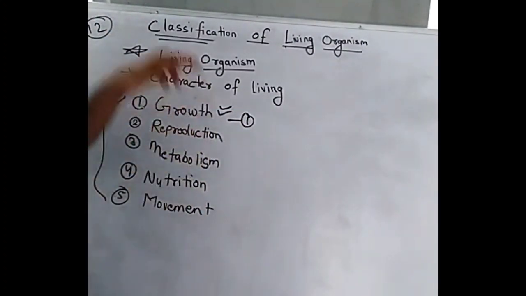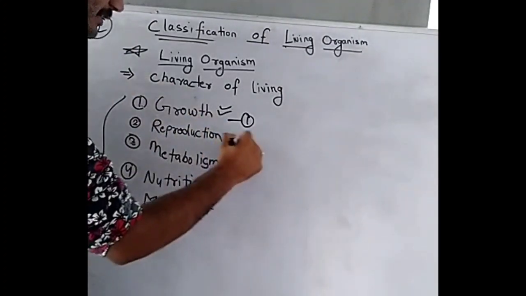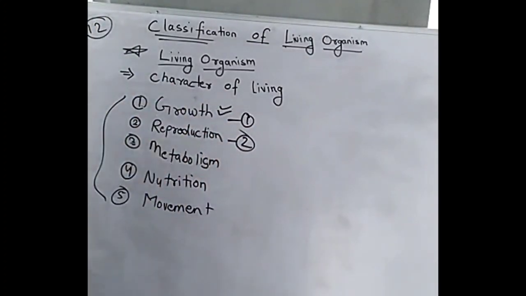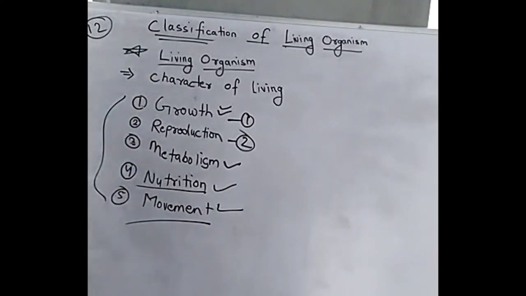Second, reproduction. Living organisms reproduce to make their species grow, to increase their species. Third, metabolism, which happens inside the body. Nutrition is needed for growth. If they don't take nutrition, growth is impossible. And movement. These are some important characteristics of living organisms.